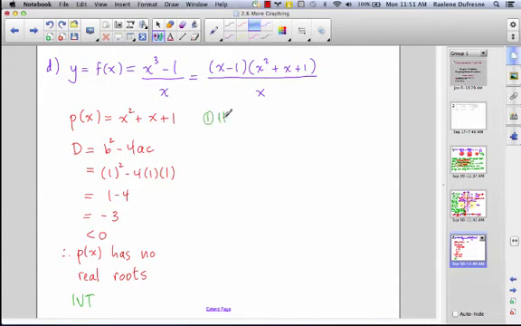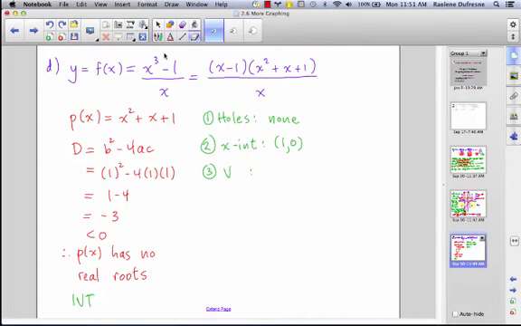Step 1 is to look for any holes in the graph, and we have no common factors, therefore we have no holes. Step 2 is to get the x-intercepts, in other words, to set the numerator only equal to 0. That only occurs at x equal to 1. Step 3 is to come up with the vertical asymptotes, which is to set the denominator only equal to 0. Because we have no common factors, and the only factor in the denominator is x, we have a vertical asymptote at x equal to 0.